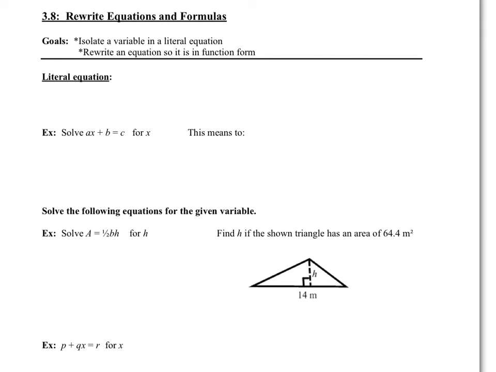In this section, we're going to learn how to rewrite equations and formulas. First, we're going to work to isolate a variable in a literal equation, and then we'll rewrite an equation so it's in function form. So a literal equation is an equation in which the numbers have been replaced with variables.